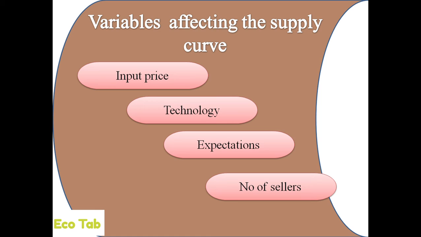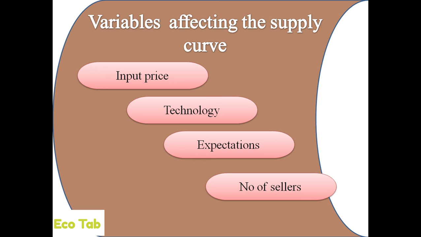Next we have expectations. If firms expect that the price of a good, say computers, will rise in the near future, they may hold the current production and supply less today. अगर प्रोड्यूसर्स को लगा कि आने वाले टाइम में प्राइस इंक्रीज होगा तो वो आज ज़्यादा क्यों बेचेंगे, आने वाले कल में ज़्यादा बेचेंगे, तो आज वो कम सप्लाई करेंगे.